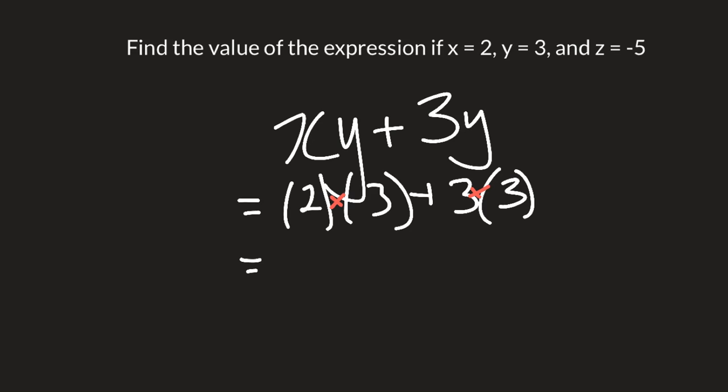So what's 2 times 3 equal to? 6. Now drop down my plus sign. And what's 3 times 3 equal to? 9. 6 plus 9 equals 15. So there's our first example.